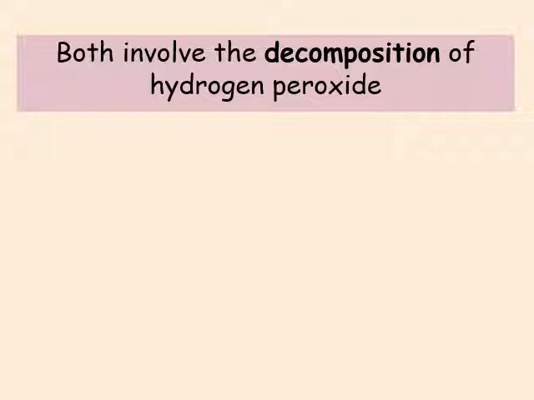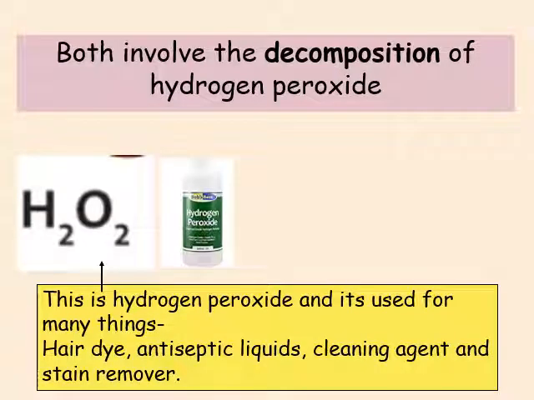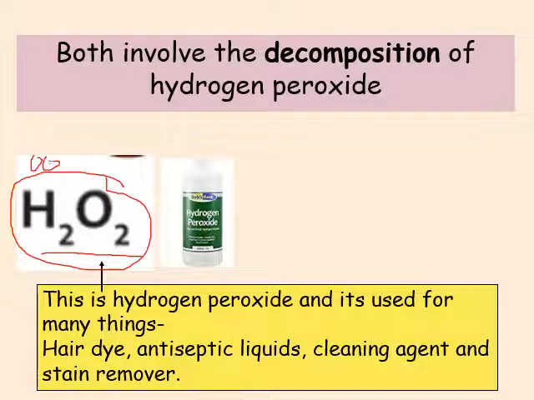Okay, so this is hydrogen peroxide. Here is its symbol. As you can see, it's got 2 hydrogens and 2 oxygens in it. It's just a substance, and that's all it's made of. A diatomic hydrogen, so 2 hydrogen together, and 2 oxygen. That is the compound. It's used for many things like hair dye, antiseptic liquids, cleaning agents, and stain removers.